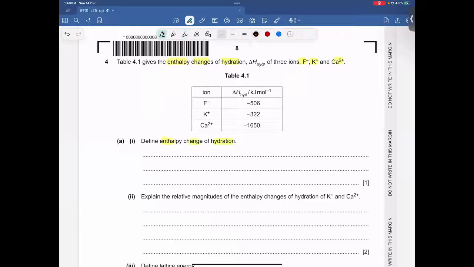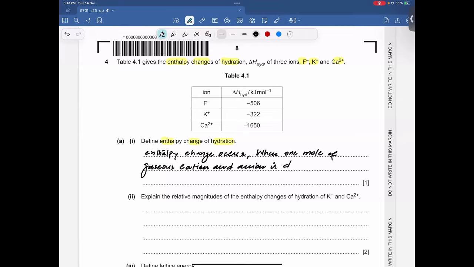enthalpy change of hydration. Enthalpy change occurs when 1 mole of gaseous cation and anion is dissolved in a large amount of water to give an infinitely dilute solution.